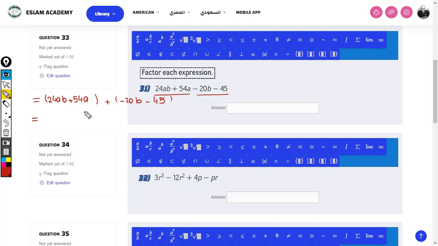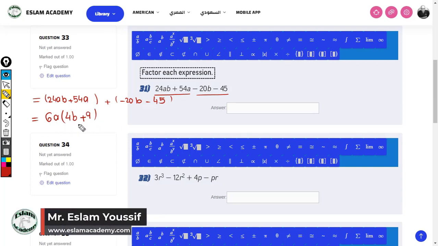The common factor of the first group is 6a. 24 divided by 6 equals 4. And ab divided by a equals b. 54 divided by 6 equals 9. a divided by a, cancel them out. If you look at the first group, you will find that it is positive. But the second group, the two terms are negative.